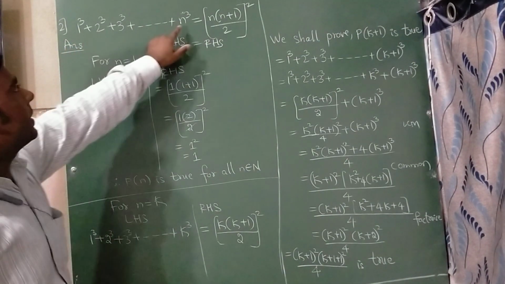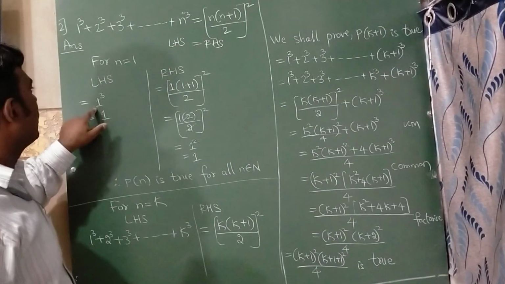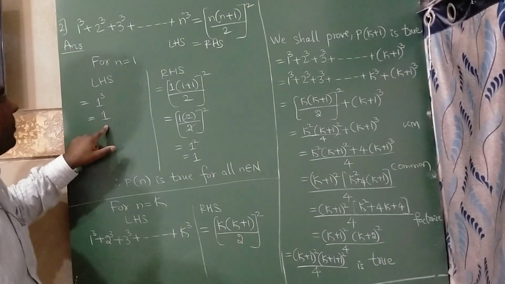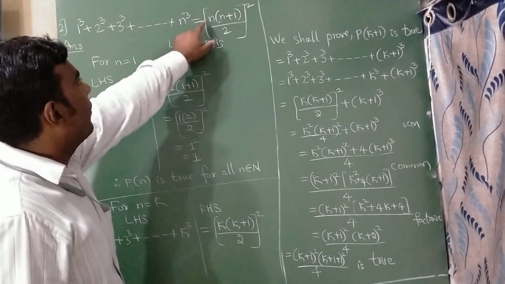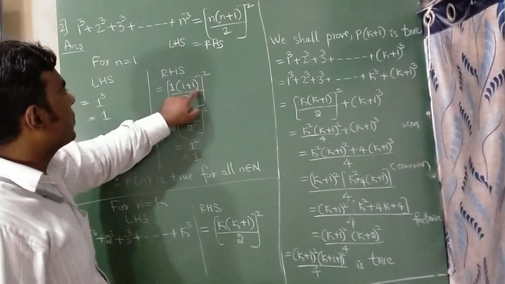So the LHS part is still here. In place of n, I am going to substitute 1. So 1 cube is how much? 1. Now in the RHS part, wherever there is an n, I am going to substitute 1. So 1 plus 1 divided by 2.